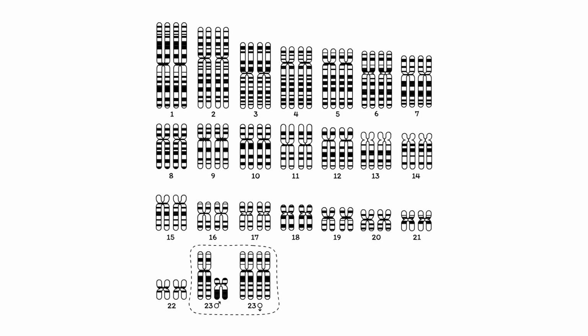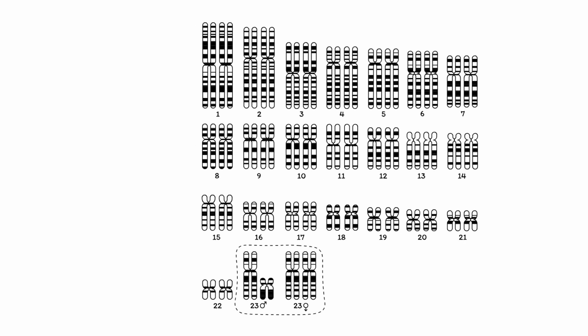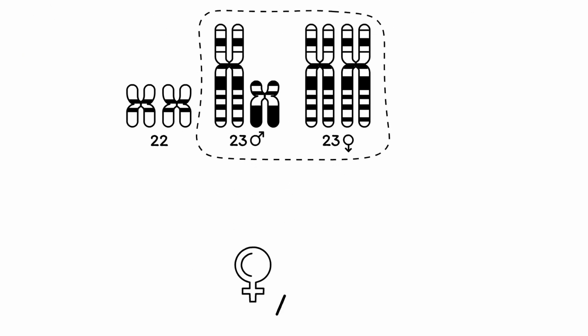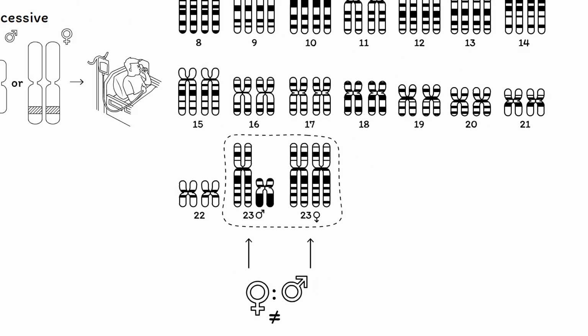Some disorders are caused by genetic variants on the sex chromosomes. These sex-linked disorders can both be dominant and recessive. In contrast to the autosomal disorders, sex-linked disorders do not equally affect males and females because of the difference in sex chromosomes.